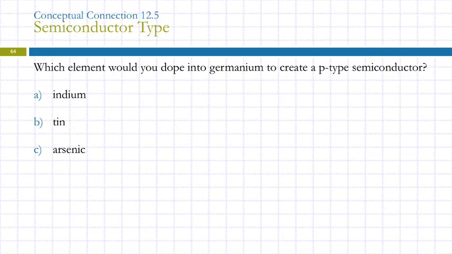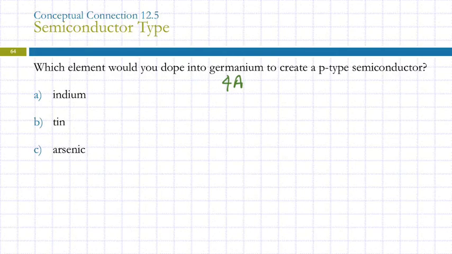Okay, so here's a question. Which element would you dope into germanium to create a p-type semiconductor? Well, in a p-type semiconductor, do we have extra electrons or are we missing some electrons? We're missing some electrons because removing a few of the electrons gives us the holes that can move, the positive holes that can move. So germanium, how many valence electrons does germanium have? 4. It's in group 4A. It's got 4 valence electrons.